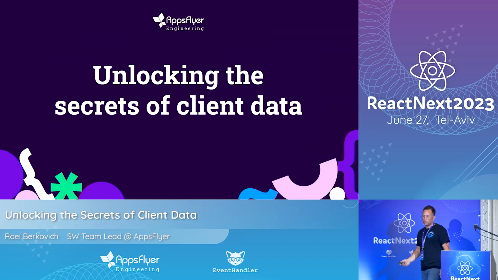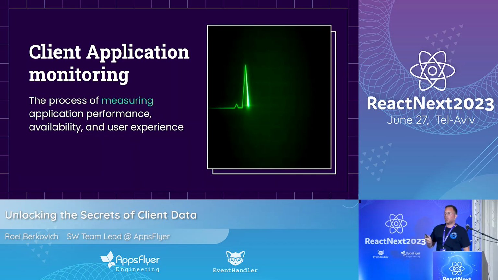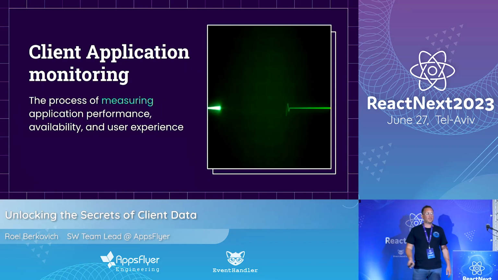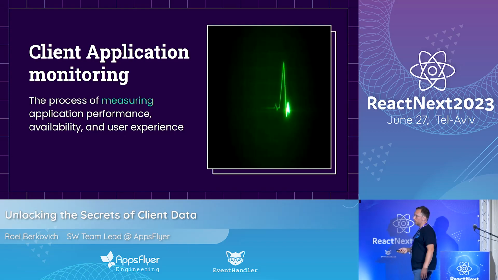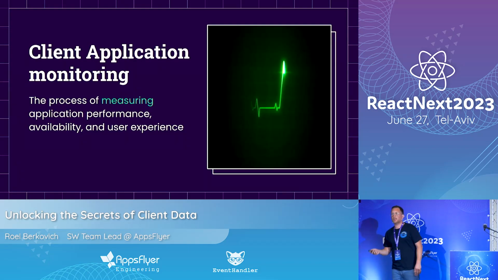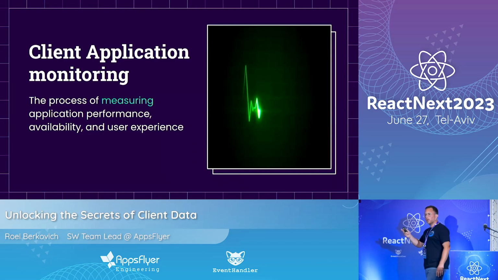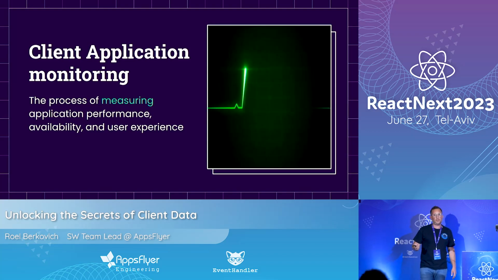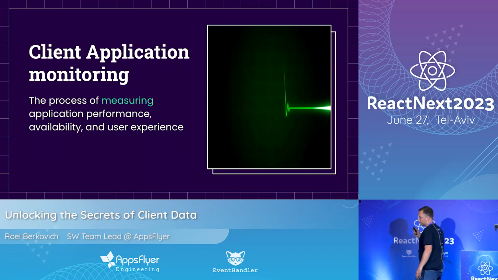And today I will show you how to unlock the secrets of client data. But first, let's understand what client application monitoring is. It's the process of measuring our application performance, availability and user experience. Most of us here are working with brand new Macs and we have great Wi-Fi and network connectivity in our offices. But what about our users?